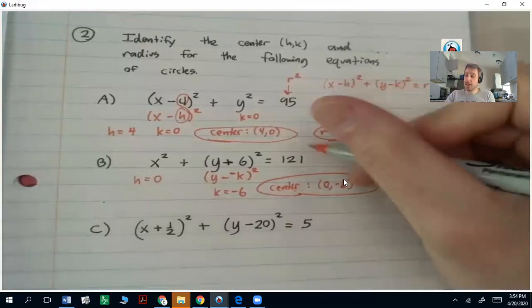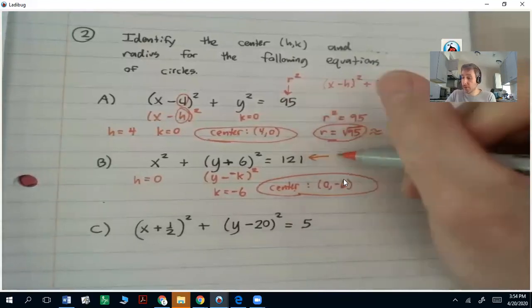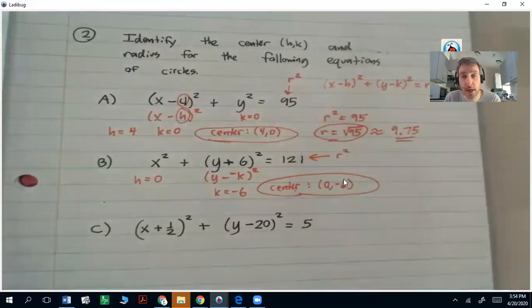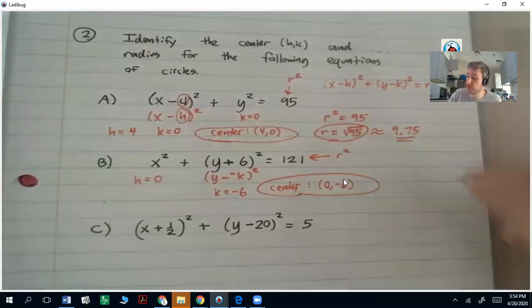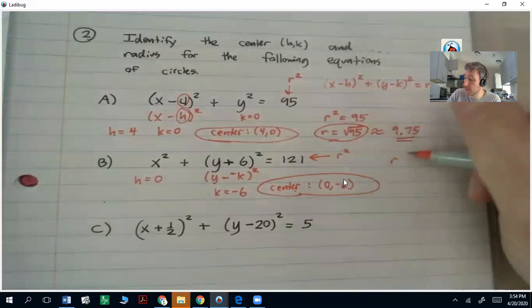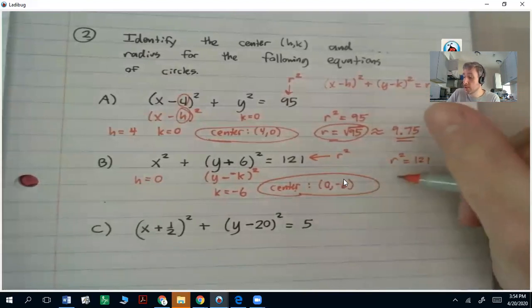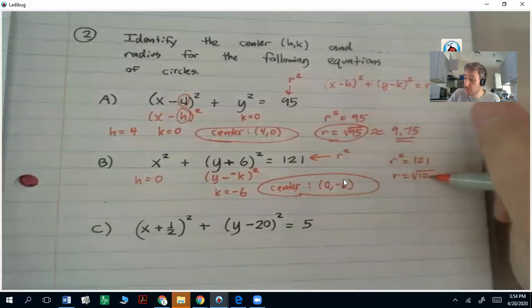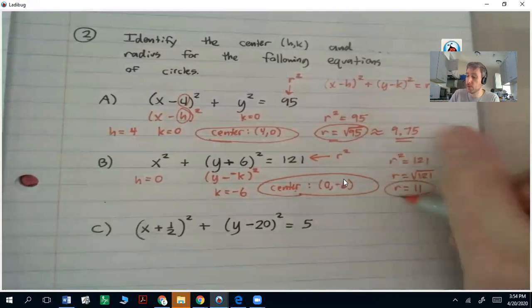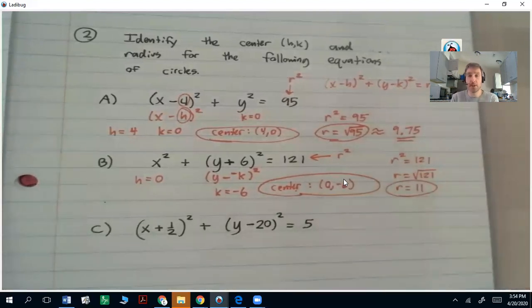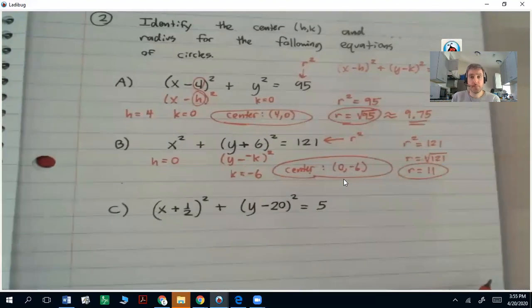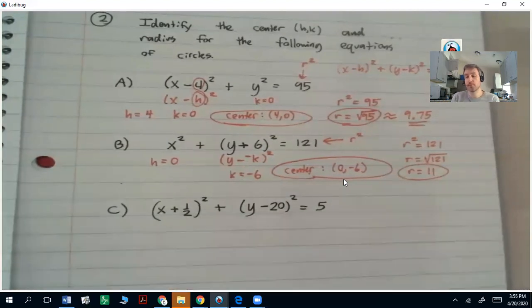Now, as far as the ending number, 121 is a perfect square. Can you think of what that square roots to? You can check it on a calculator if you need to, but the radius squared is equal to 121, so the radius is the square root of 121, and that should be exactly 11. So no need to round or leave it as a square root in this case. You try this last one here. Pause the video and attempt it, and then you can check it with me.